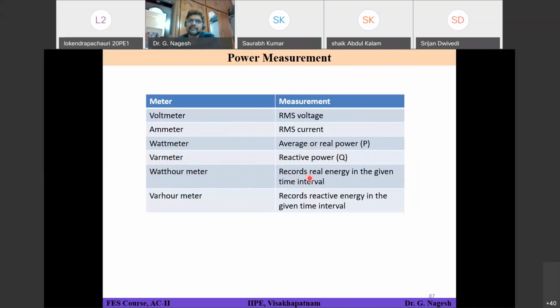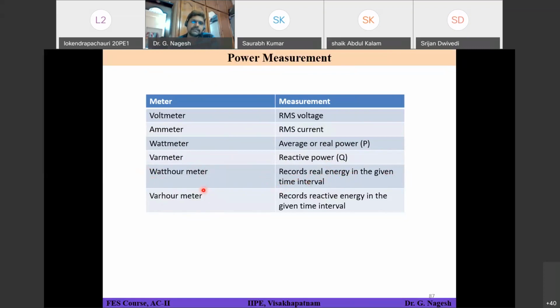It records the real energy in the given time interval. So that is nothing but your energy meter. In your house you will have an energy meter. It records the real energy, that means the real power, over some time interval. So that is the watt hour meter.